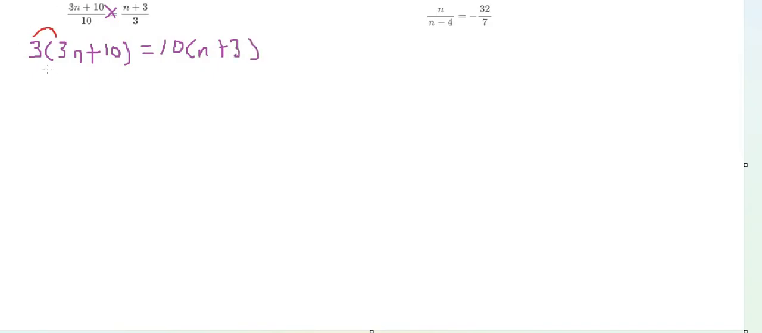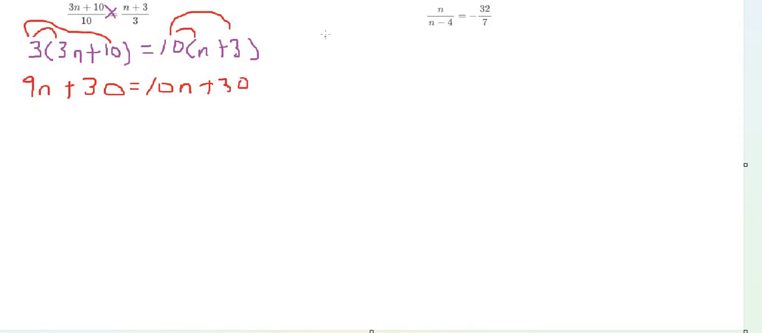So on the left side, I'd have 3 times 3n, which is 9n. Then I would have 3 times 10, which is 30. And on the right side, I'd have 10 times n, which is 10n, and 10 times 3, which is 30. Now from here, it's up to you how you go about solving it.